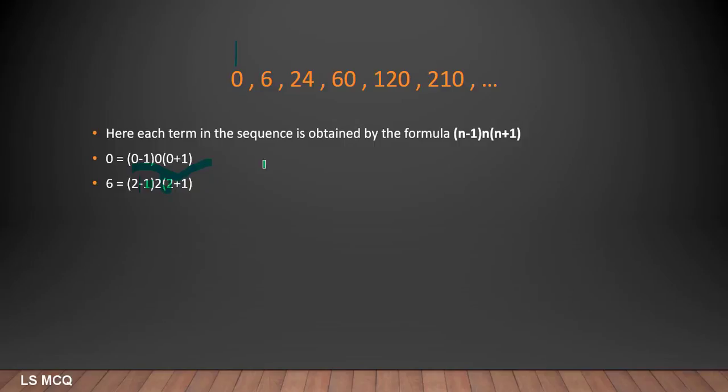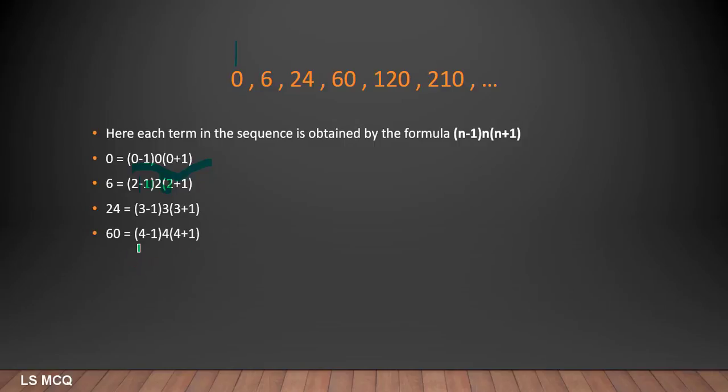So to obtain 6, it's 2 in place of n. So 6 is obtained by 2 minus 1, it's 1. 1 into 2 is 2. 2 into 3 is 6. Next number, you put 3 in place of n. So 3 minus 1 is 2. 2 into 3 is 6. 6 into 4 is 24.